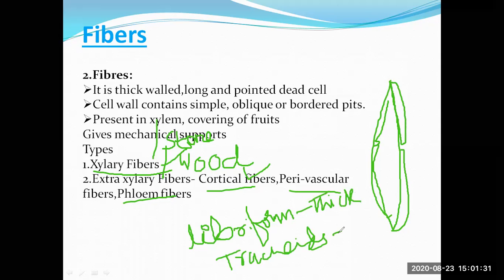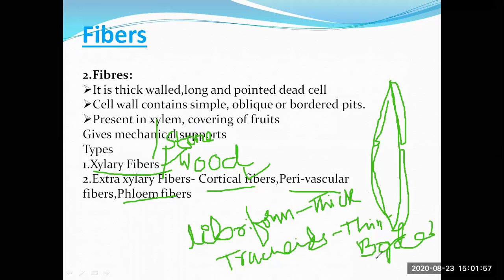While the fiber tracheids have a thin cell wall and bordered pits. Here the pits are bordered pits. This is the basic difference. The cell wall is very thick with simple pits in one, and very thin with bordered pits in the other.